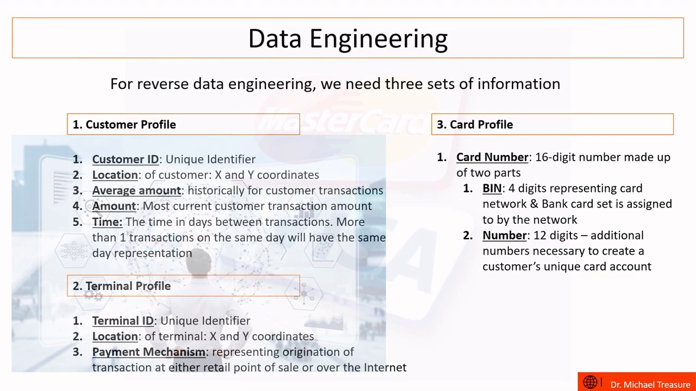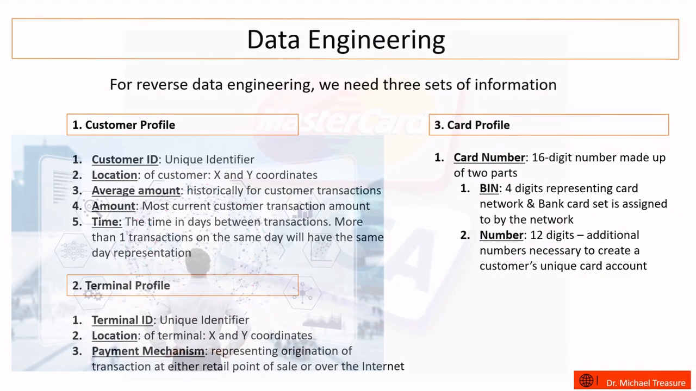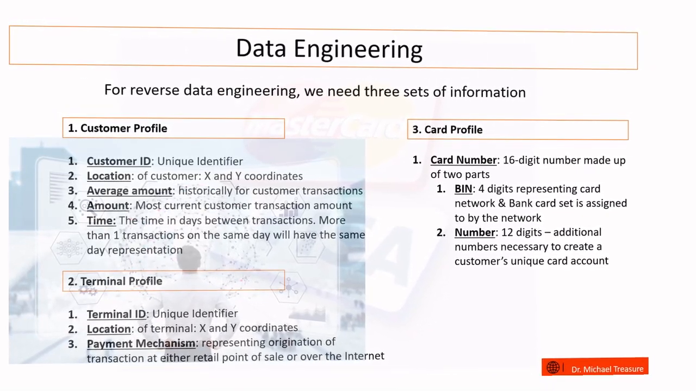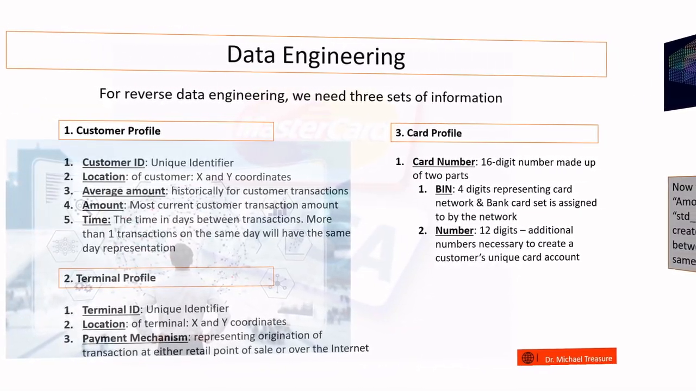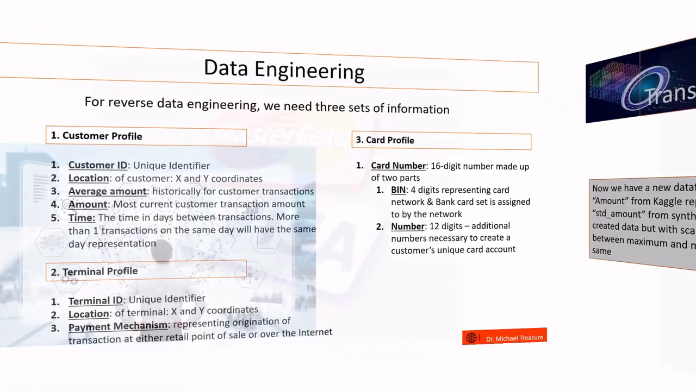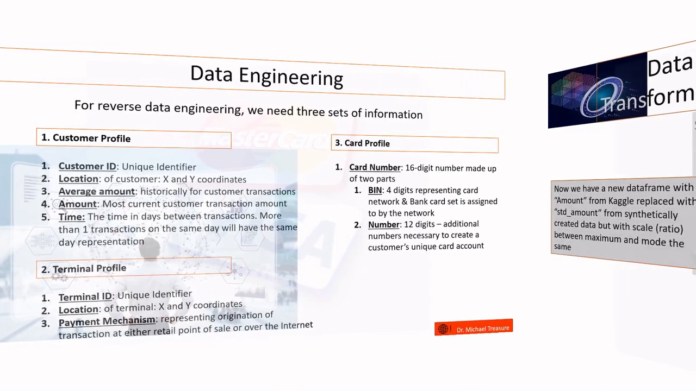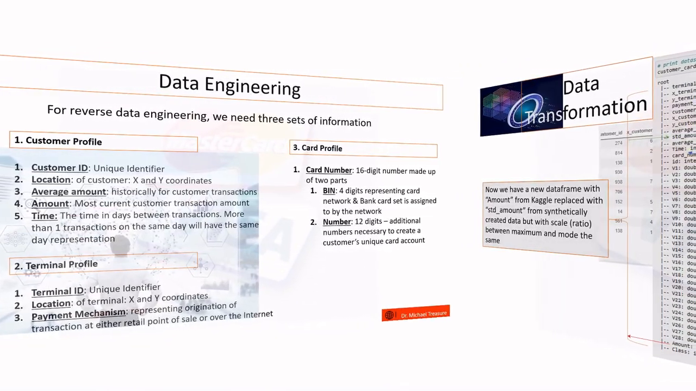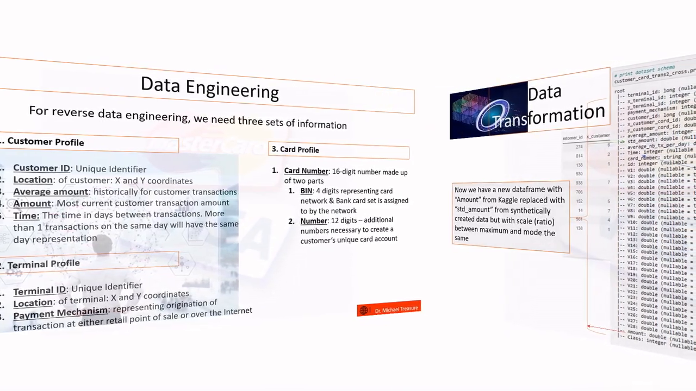And the third thing we need is the card profile, which is a card number, a 16-digit number made up of two parts. The first 4 digits, which we call the BIN, representing the card network and bank card set, which is assigned by the network. And the last thing in the card profile, we need to combine 12 digits with those 4 digits to create the card number.